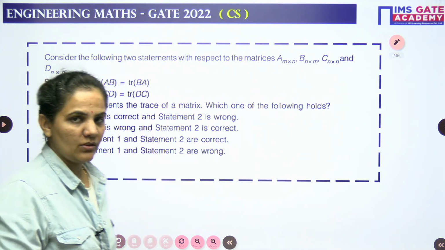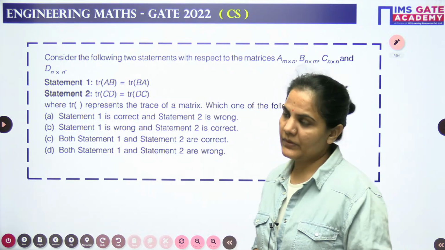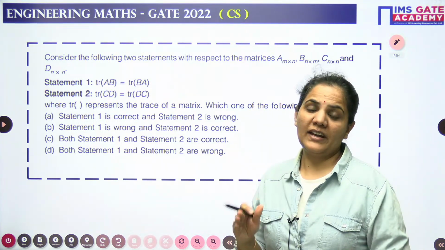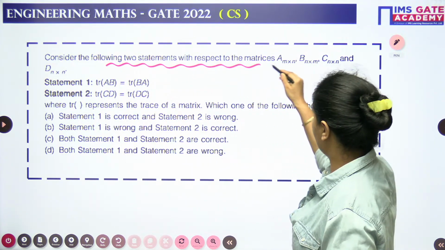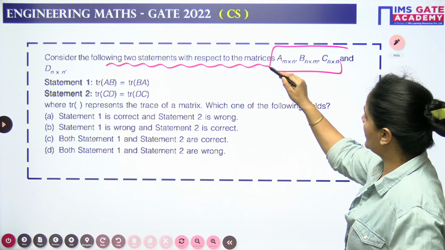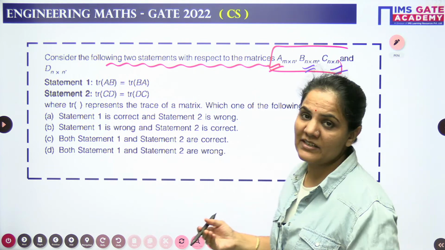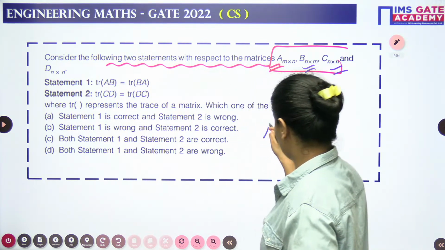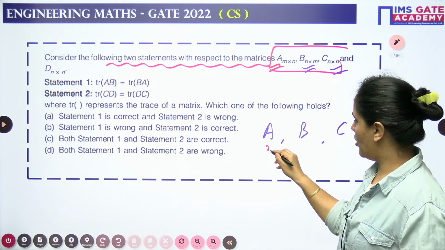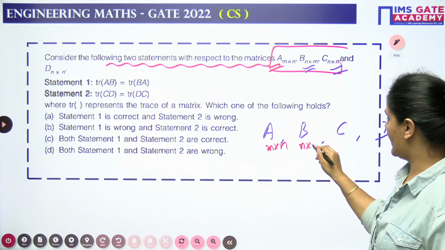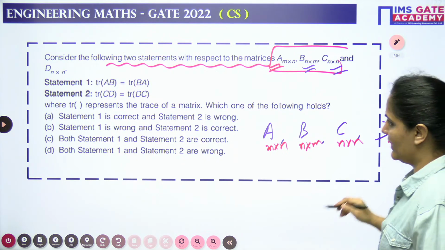Okay, this is a question from the CS 2022, a simple question. Let's read it and approach it. So we are having a question from GATE 2022 CS branch. Consider the following two statements with respect to the matrices A, which is an M cross N matrix, B an N cross M matrix, C an N cross N matrix, and D. So we are having four matrices, A, B, C and D. Among these, A's order is M cross N, B's order is N cross M, C's order is N cross N, and here we are having again N cross N.